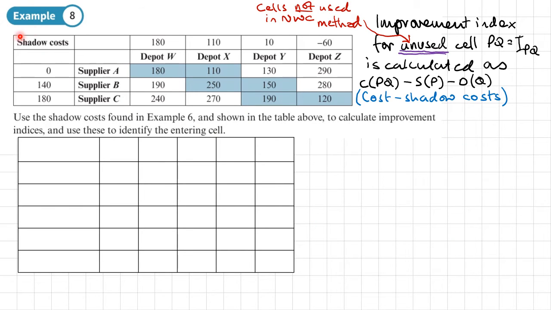Example 8, what I want to do is use the shadow costs found in example 6. So here's example 6, and here are the shadow costs that we calculated, as shown in the table above, to calculate improvement indices and use these to identify the entering cell. So the first thing, what is meant by an improvement index?